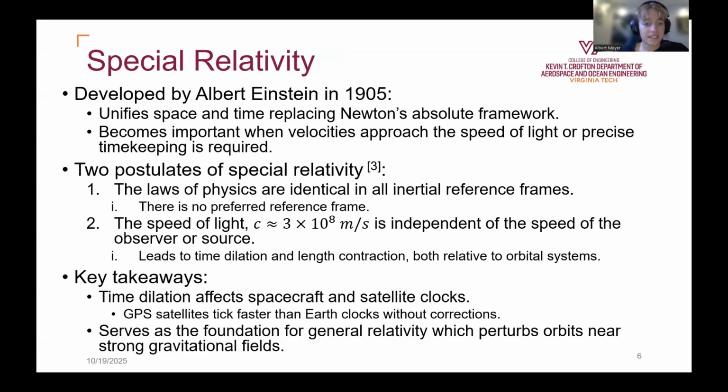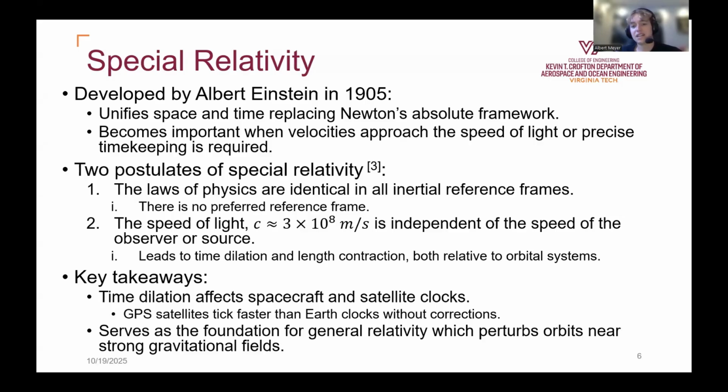So the second is that the speed of light is a fixed finite value. It's about 3 times 10 to the 8 meters per second. And this speed is independent of the source of the light, and it is independent of the person observing the light. So what this really leads to is time dilation and length contraction. And we'll be talking about time dilation in a bit.